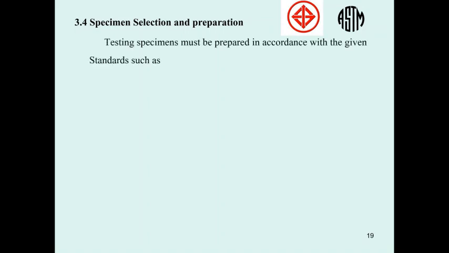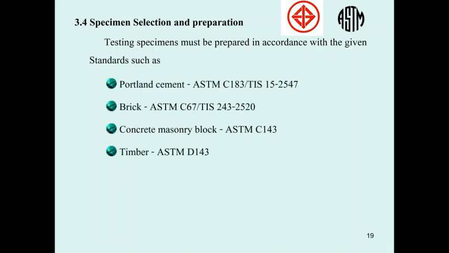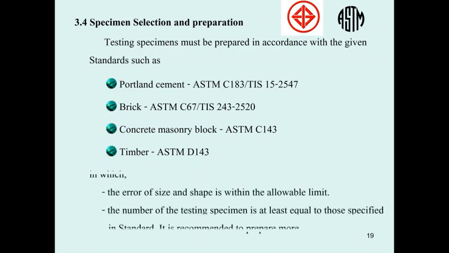Specimen selection and preparation. Again, we need to go back to the standard, the TIS or the ASTM or the JIS, even the British standard BS. You have to follow that. You have to take the specimen with a specific size and shape, with an error less than the allowable error. The number of specimens must be enough.